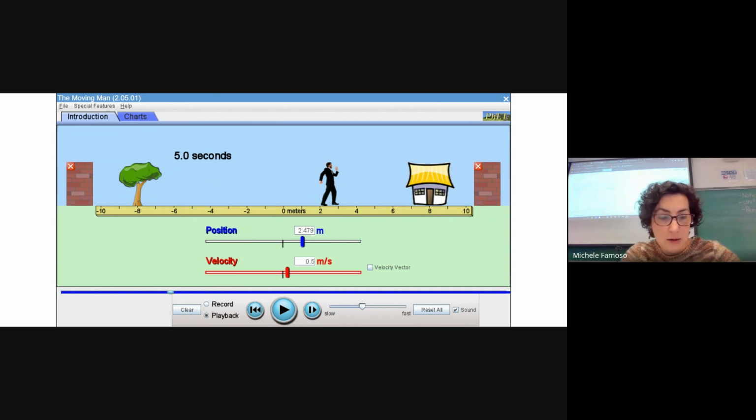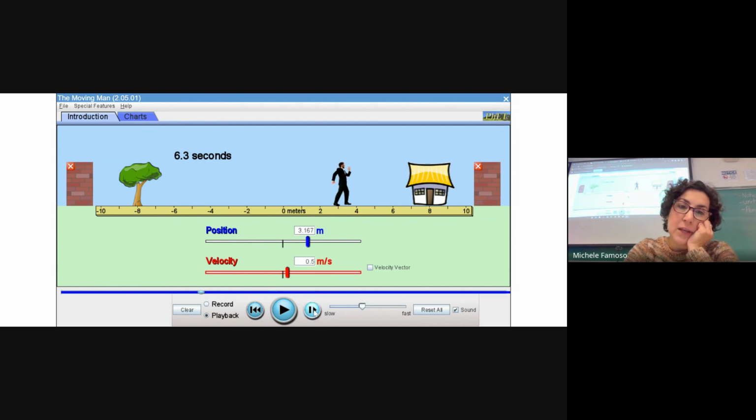2.479 and 0.5. 6 seconds. 2.979 and 0.5. 7 seconds. Notice that when I type in my numbers, I don't put any units after them. If you do that, you won't be able to make your graphs. 3.5 and 0.5. Go to 8 seconds. There it is, 4 and 0.5.